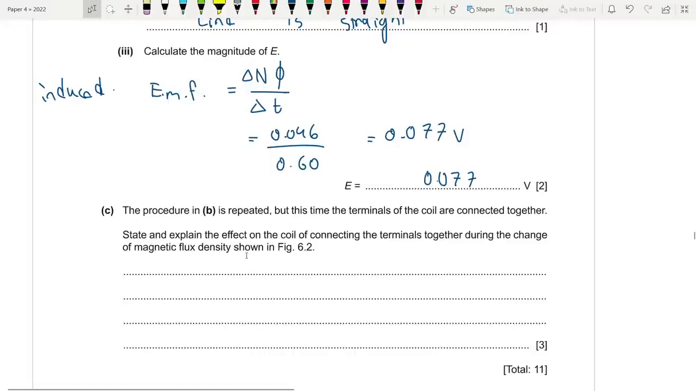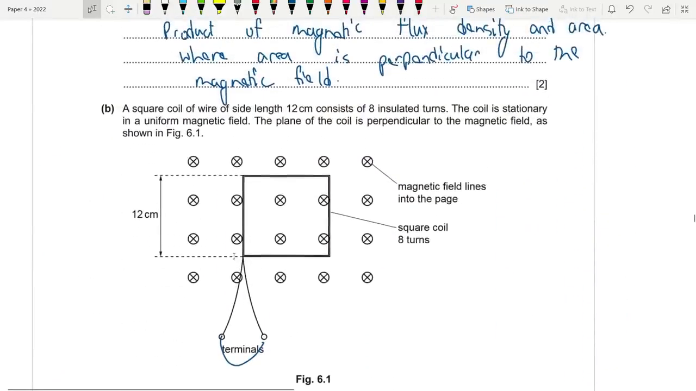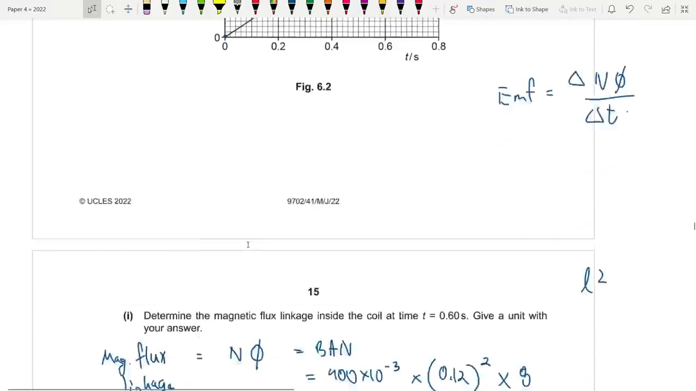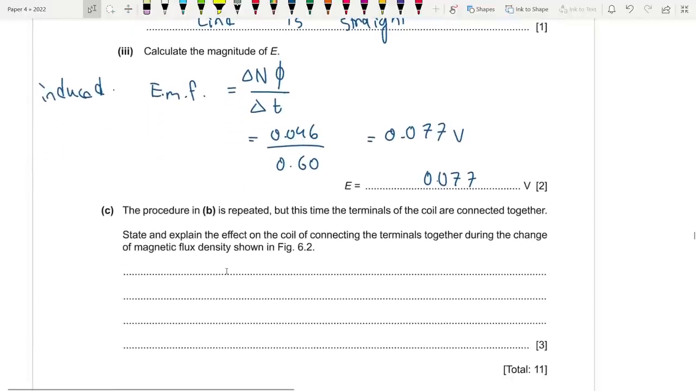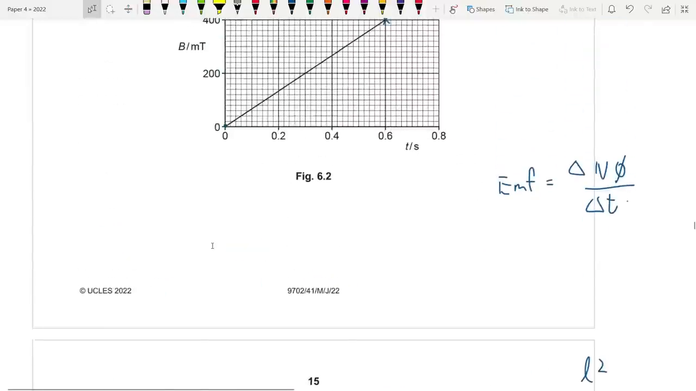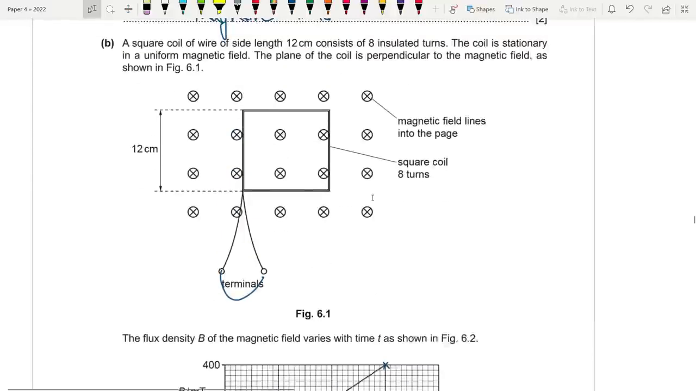So this is interesting. In this experiment, the previous one, the terminals weren't connected, right? They were kept apart. Now we do connect them together. Now state and explain the effect on the coil of connecting the terminals together during the change of magnetic flux density shown in figure 6.2. This one from 0 to 400. Okay, let's see.